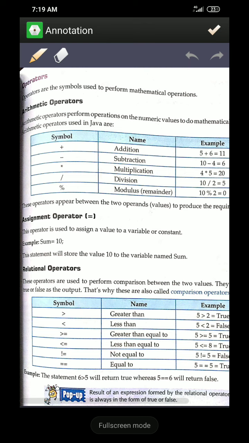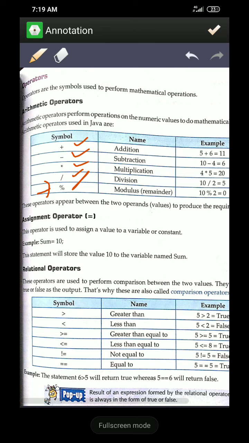Arithmetic means everybody knows: plus, minus, multiplication, division, and one more new operator here in Java language, that is known as modulus. I will explain this later on. I am starting from plus. Plus operator is used for addition, minus for subtraction, the asterisk sign for multiplication, and this is the division sign. Now come to the important, new one: it is modulus, the symbol of the percentage sign.